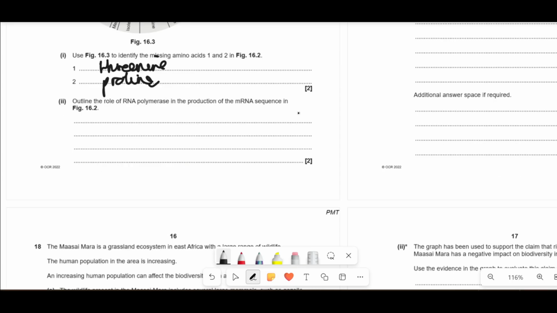Outline the role of RNA polymerase in the production of the mRNA sequence in figure 16.2. It's not asking about every single other step, like complementary base pairing and all of this stuff. It's asking how it made that sequence directly. So what does it do?